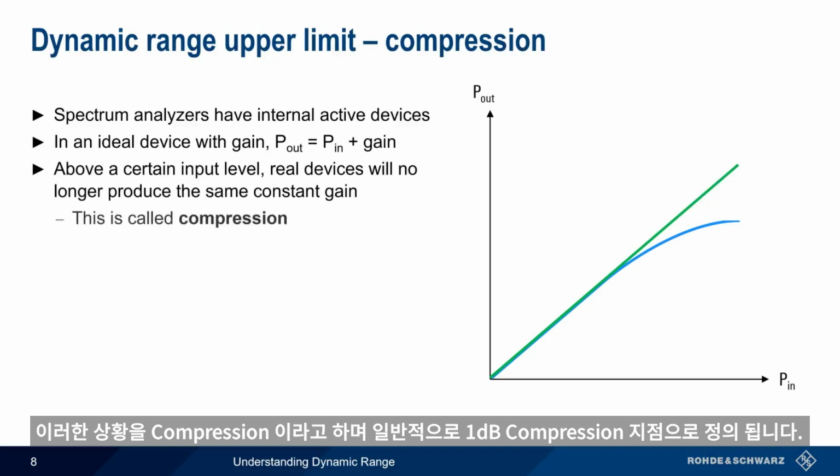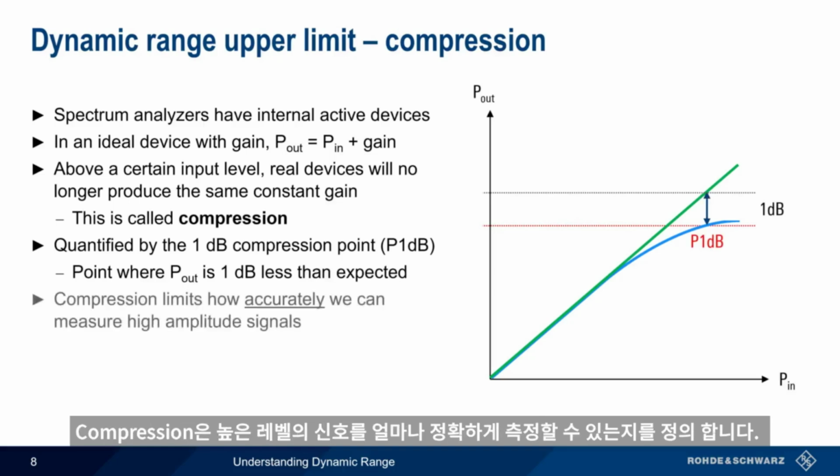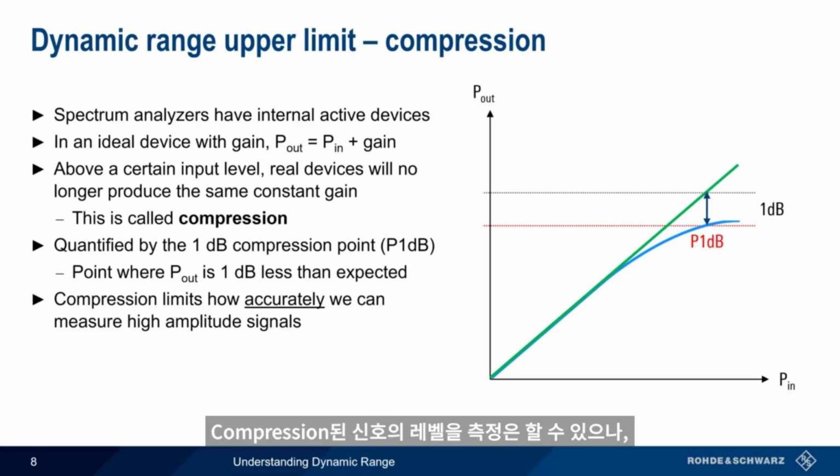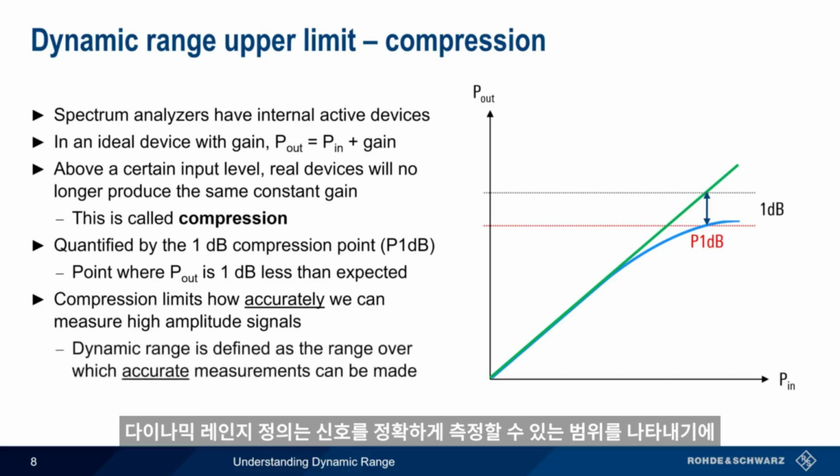This situation is called compression, and is usually quantified by the 1 dB compression point. This is the point at which the expected power and the actual output power differ by 1 dB. Compression limits how accurately we can measure high-amplitude signals. Even though the amplitude of this compressed signal can still be measured, recall that the definition of dynamic range is the range over which signals can be accurately measured, and this is why compression affects the upper limit of dynamic range.